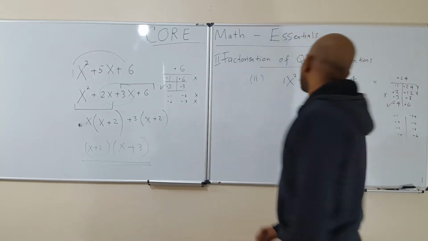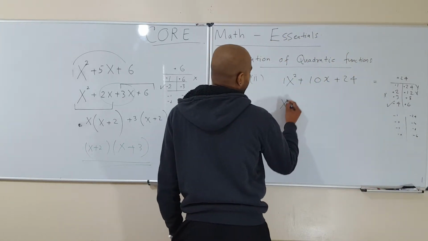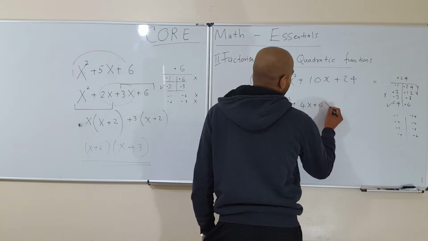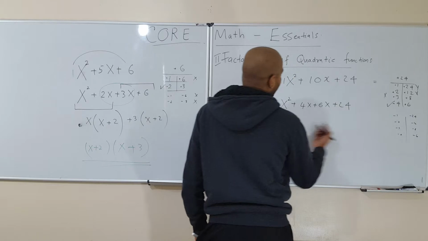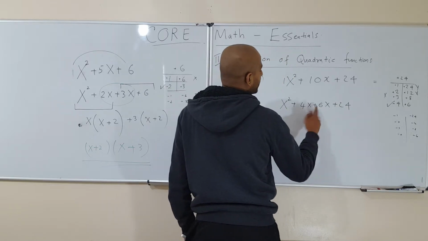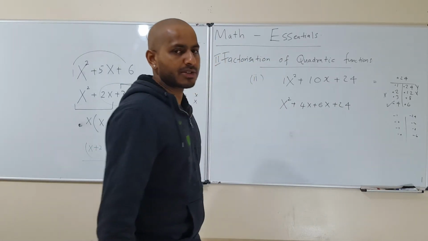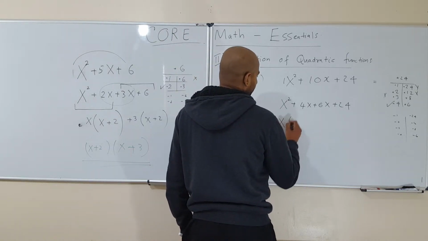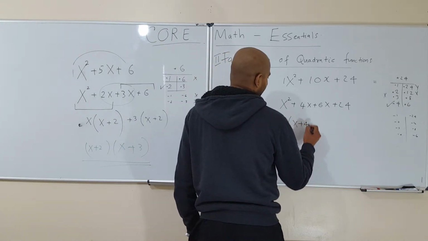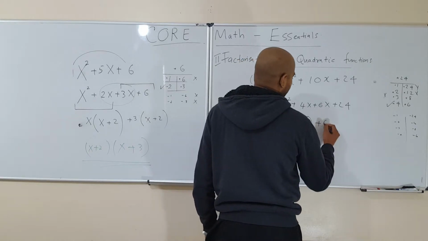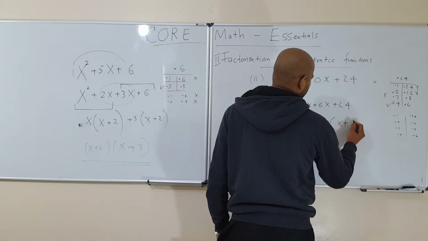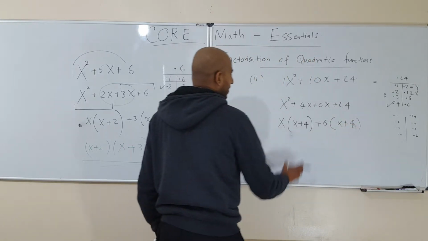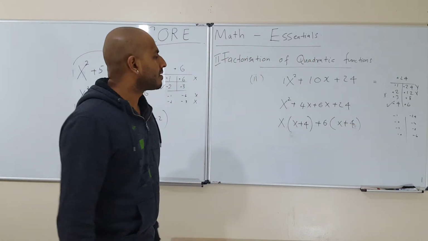So we can then write this as x squared plus 4x plus 6x plus 24. It doesn't matter which way around, you can just flip this, you get the same answer either way. So common factor again x, take it out, you're going to have x plus 4. Common factor here is 6, take it out, you're going to have x plus 4. You should get exactly the same thing, otherwise you know you did something wrong. Okay?